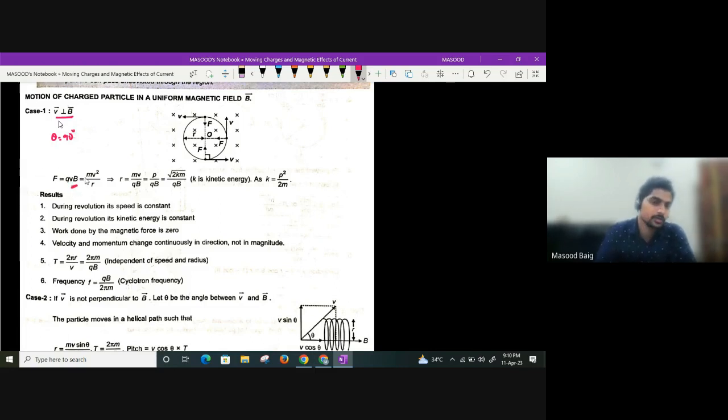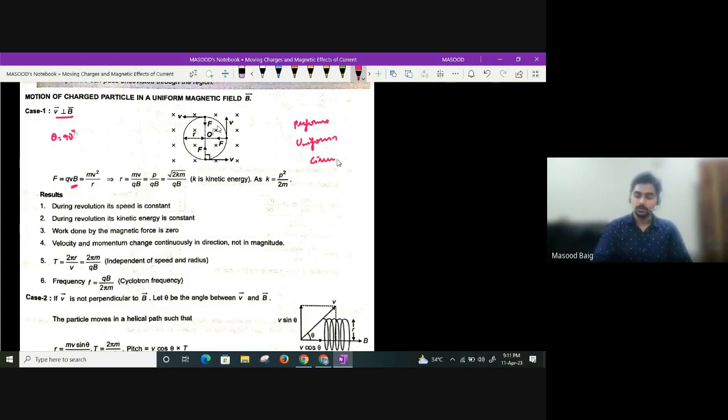What is the magnetic force? We got QVB. So when velocity is perpendicular to the magnetic field, always remember, the force you will get is perpendicular to the velocity vector as well as the magnetic field, and the charged particle is going to perform which path, beta? Circular path. It is going to perform uniform circular motion. So the charged particle performs uniform circular motion.